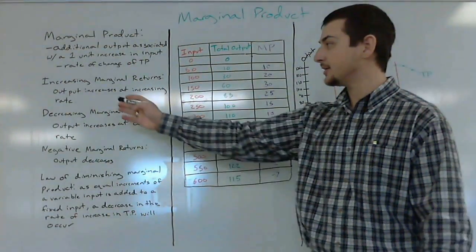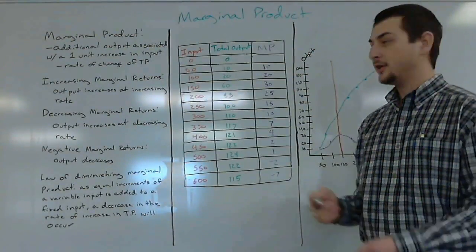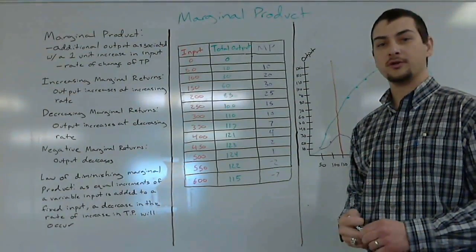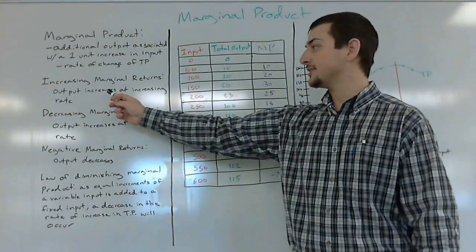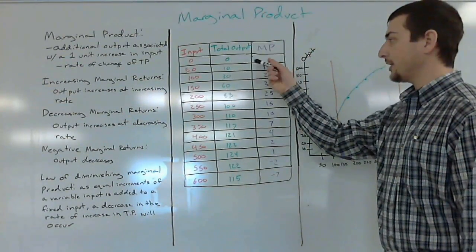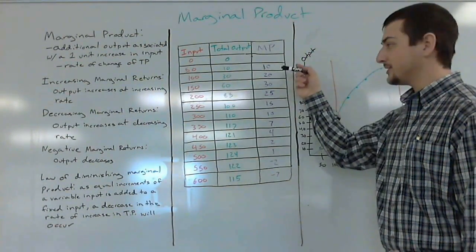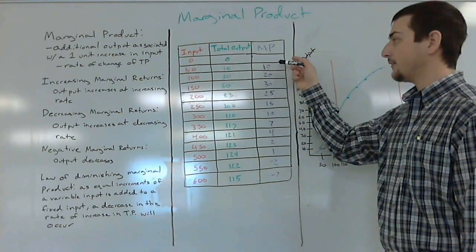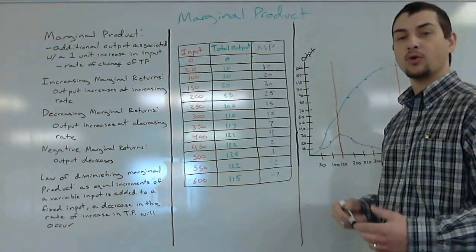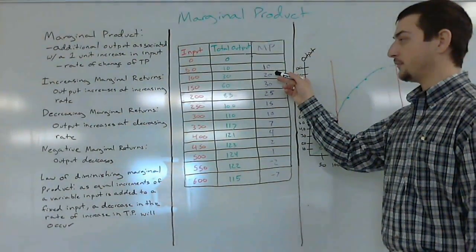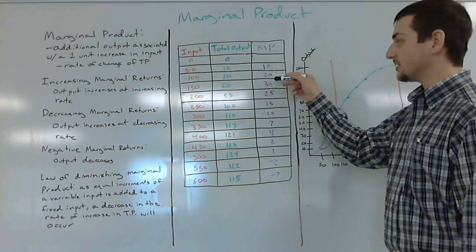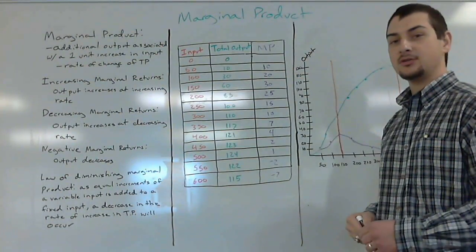Now, if we look back at increasing marginal returns, as long as these numbers are increasing, we're in that increasing marginal returns area. And what that means is output increases at an increasing rate. Our total output is increasing, but it's increasing at an increasing rate. As we add the first 50 pounds, you get 10 more bushels per acre. If you add that second 50 pounds, you get 20 bushels per acre. So that rate of change is increasing.